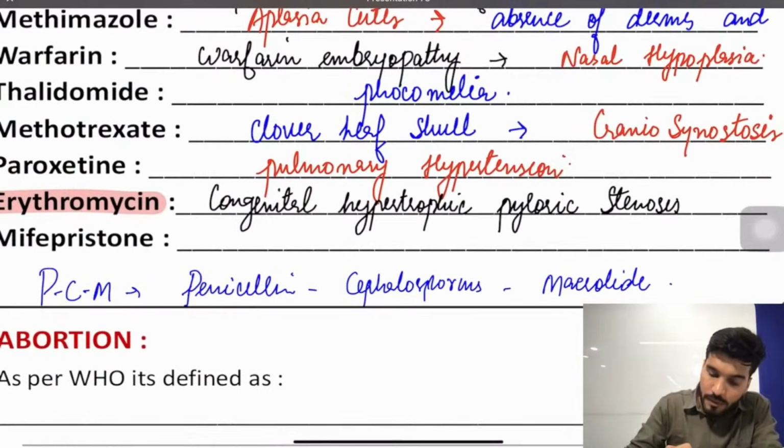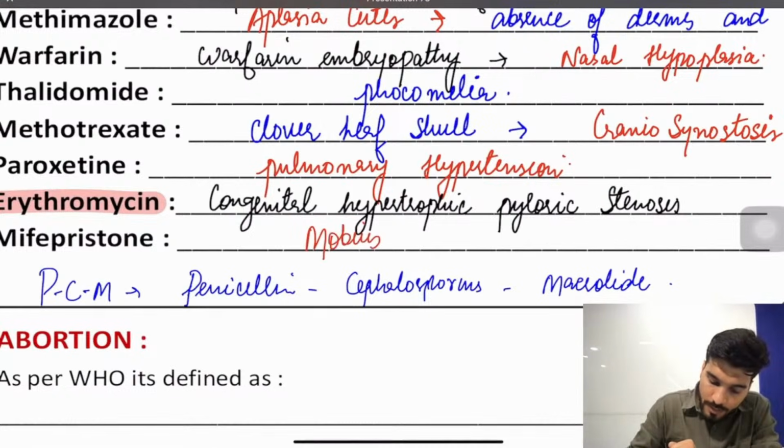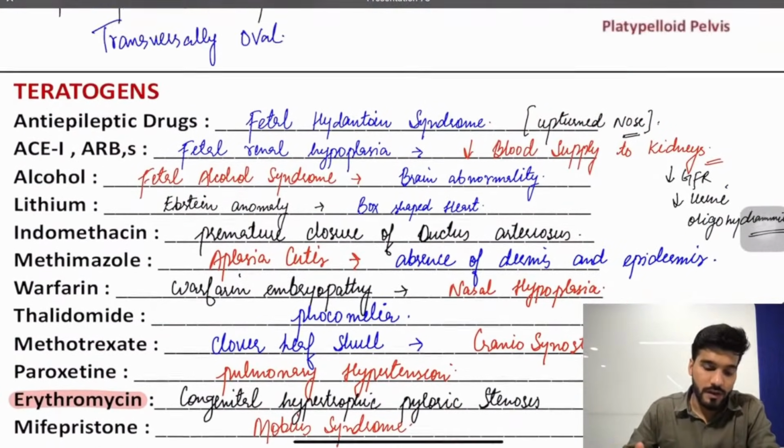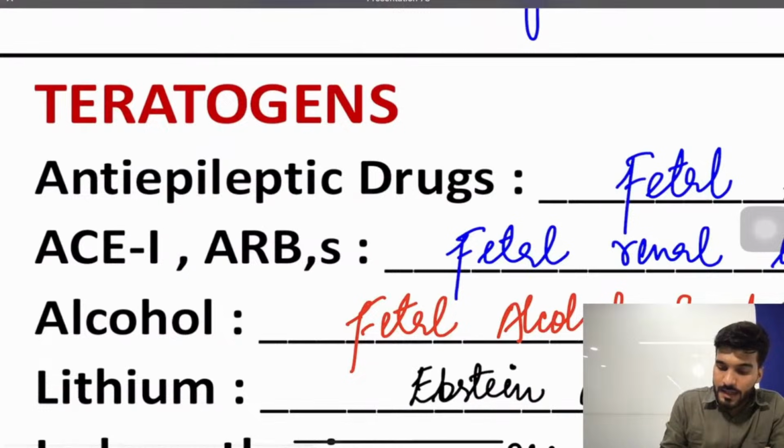Okay, and last one, mifepristone, which is an anti-progesterone drug. What is the classical side effect? Sir, it causes Mobius syndrome. It causes Mobius syndrome. So it's all about the teratogenic effects of drugs. Okay, teratogens. Is that clear to everyone? Yes.